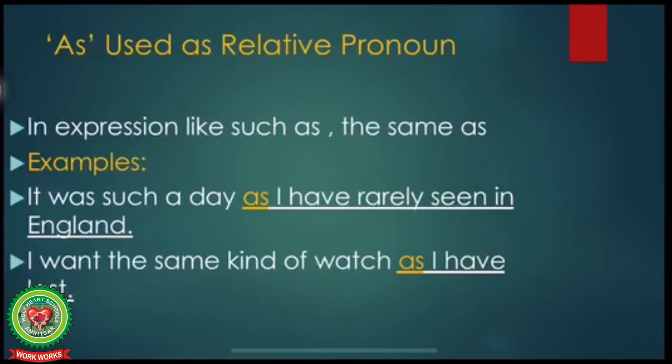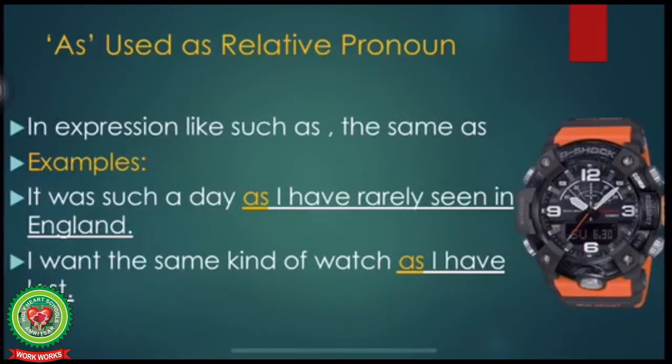Now see this example. I want the same kind of watch as I have lost. Again, the subordinating conjunction here is as. So the part that follows, as I have lost, is a subordinate clause, and I want the same kind of watch is a principal clause. So as I have lost is telling us the information about the noun watch. So as I have lost is an adjective clause.